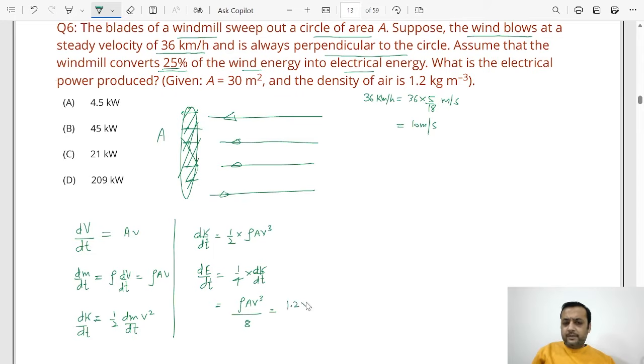Rho is given as 1.2, area of cross section is 30, velocity was 10 into 10 into 10 upon 8, right? Now 1000 upon 8 is 125, and 1.2 into 30 is 36. So 36 into 125 is how much? 4500 watt, that means 4.5 kilowatt will be your answer. I hope you have understood. All right.